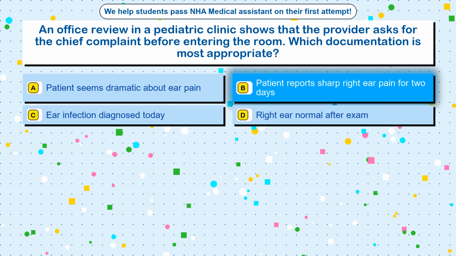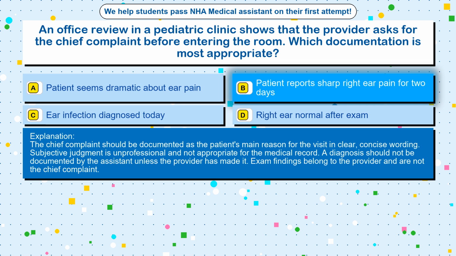Patient reports sharp right ear pain for 2 days. The chief complaint should be documented as the patient's main reason for the visit in clear, concise wording. Subjective judgment is unprofessional and not appropriate for the medical record. A diagnosis should not be documented by the assistant unless the provider has made it. Exam findings belong to the provider and are not the chief complaint.